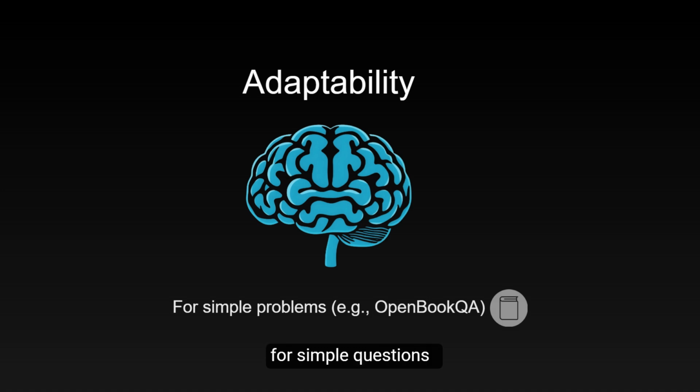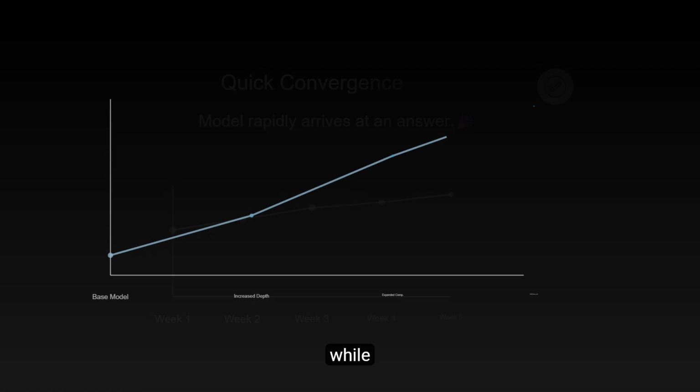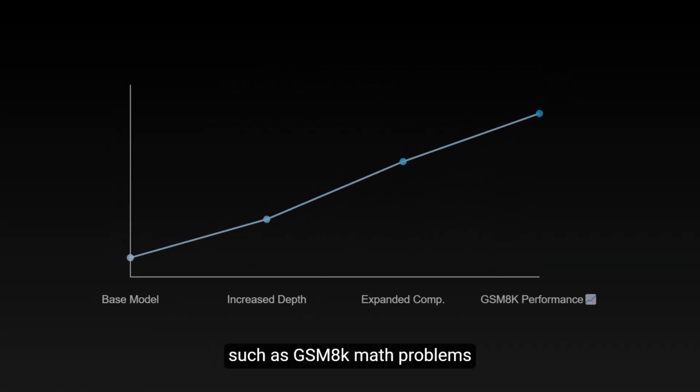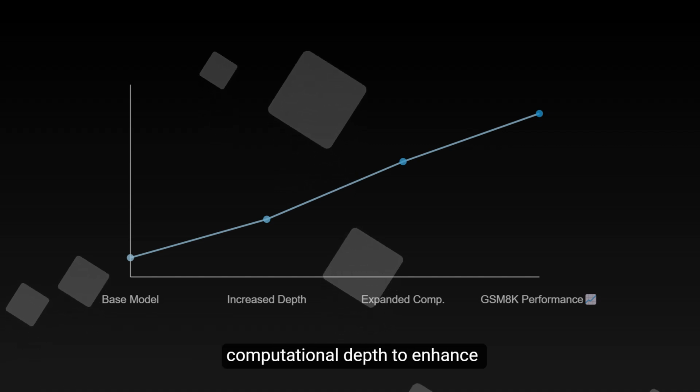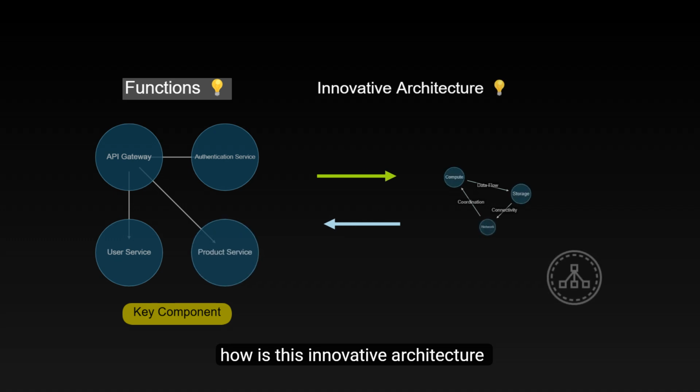For simple questions, such as OpenBook QA, the model can quickly converge to an answer. While for more complex problems, such as GSM8K math problems, the model will automatically increase computational depth to enhance performance. So, how is this innovative architecture achieved?